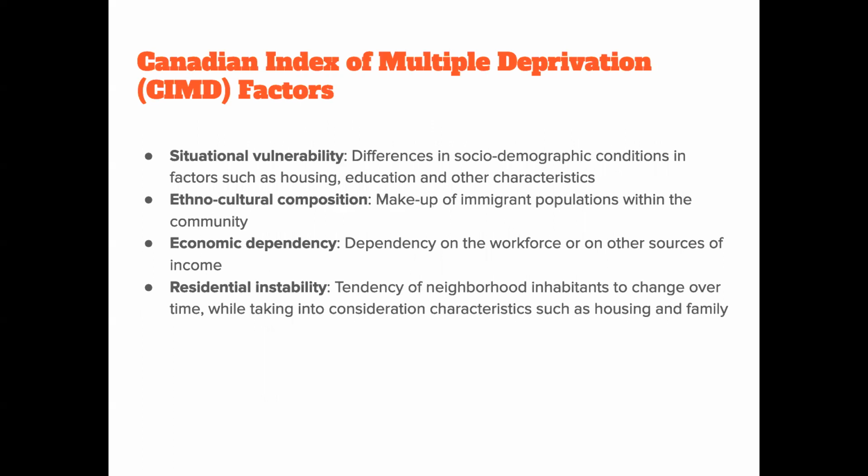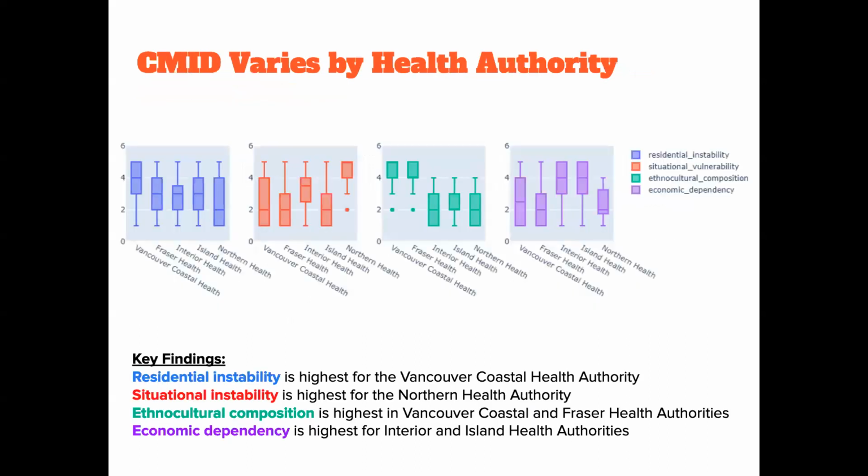The Canadian Index of Multiple Deprivation factors are situational vulnerability, which are differences in socio-demographic conditions and factors such as housing, education, and other characteristics. There's also ethno-cultural composition, which is the makeup of immigrant populations within the community. There's economic dependency, which is dependency on the workforce or on other sources of income, and residential instability, so tendency of neighborhood inhabitants to change over time, while also accounting for characteristics such as housing and family.